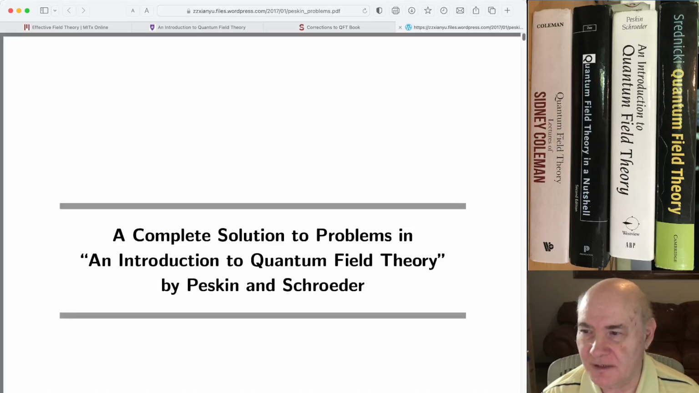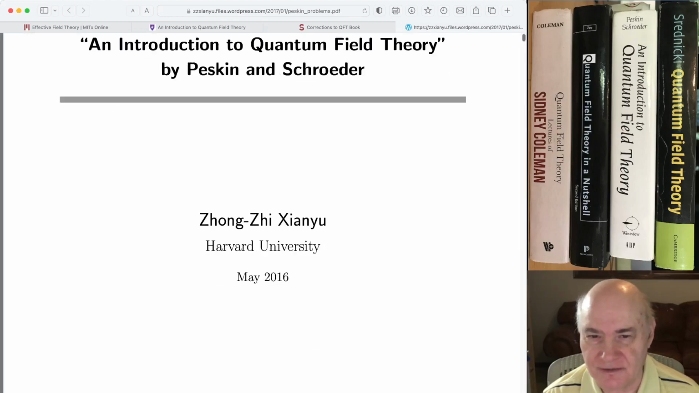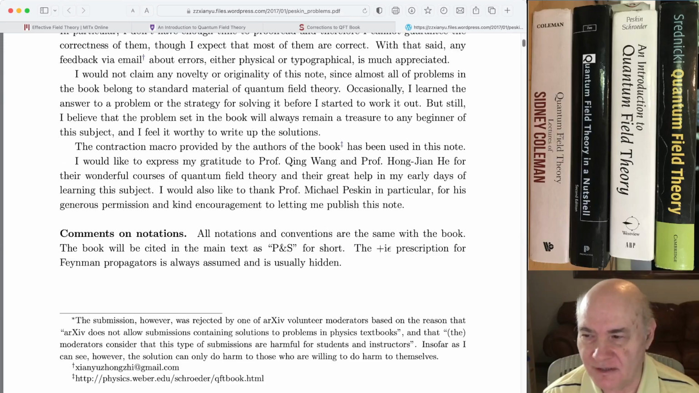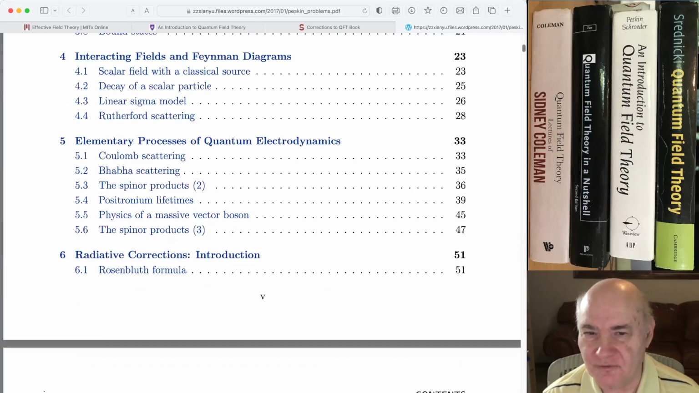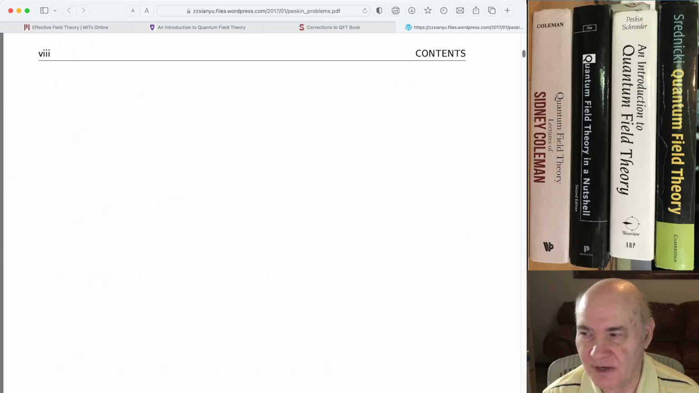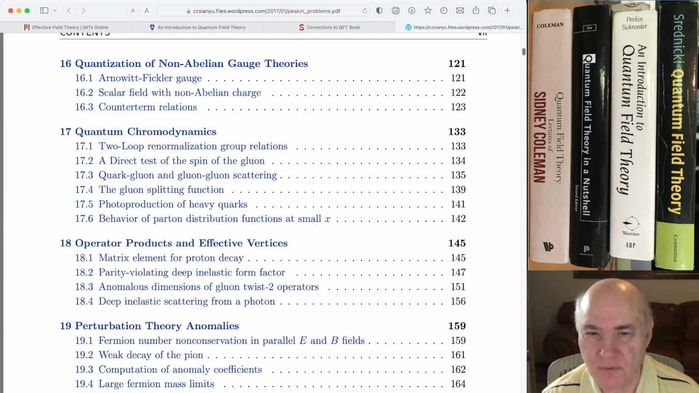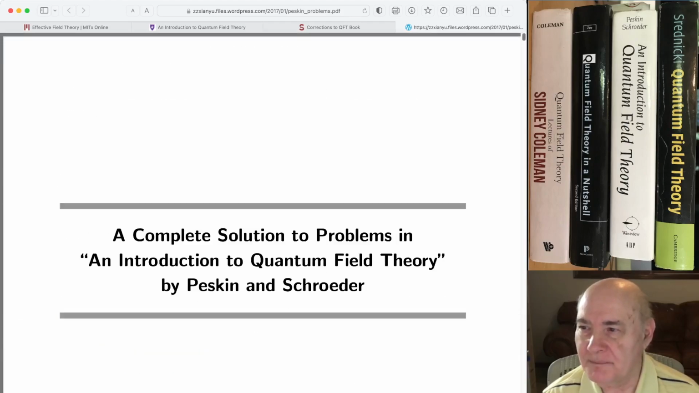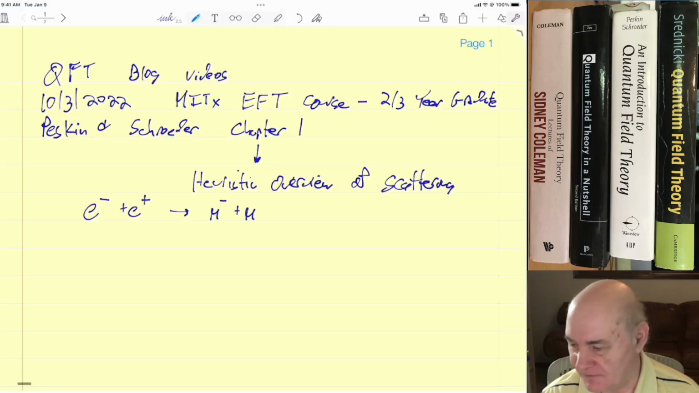There's also a complete solution to the problems. I recommend not looking at these things, but they're online and you can find them, and he's got like 200 pages of typed solutions to the problems. But if you don't work out the problems yourself, you're not going to learn that much. In any event, the book has a reputation of being a difficult book, but it's not really that difficult.